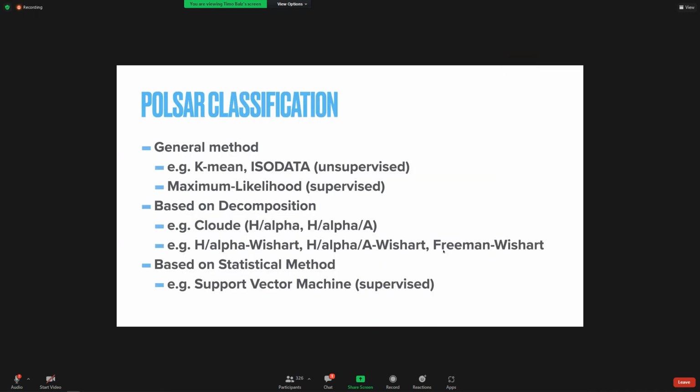And then we can also do classification with polarimetric data, and we can use the typical classification methods, right?